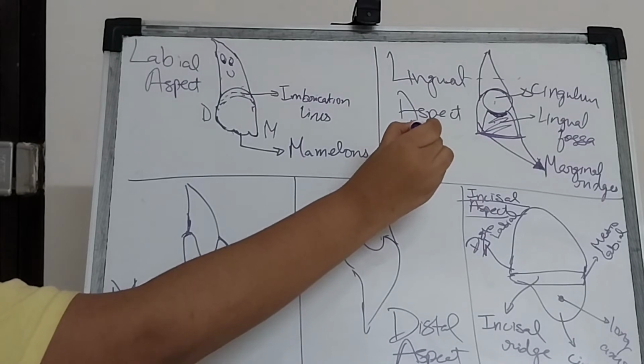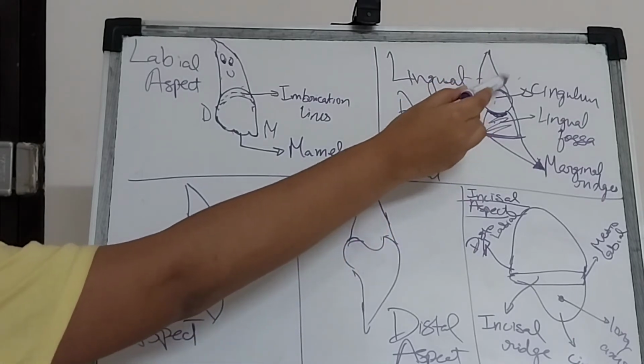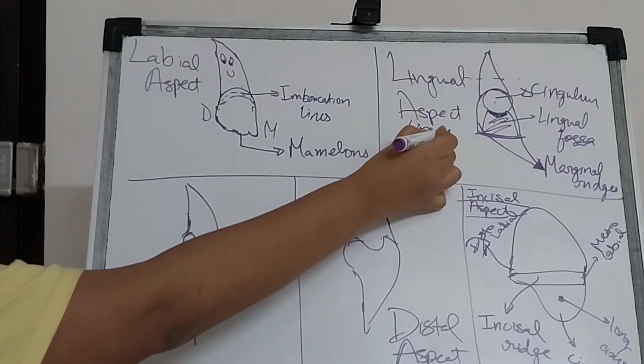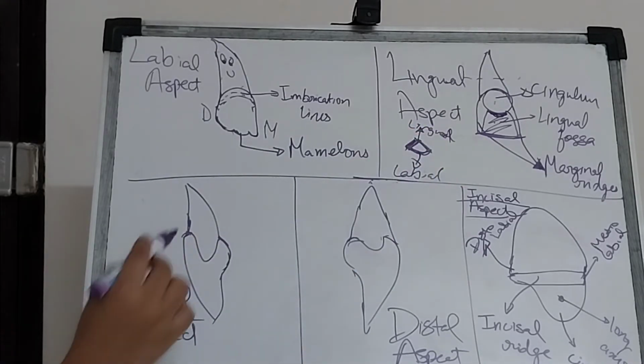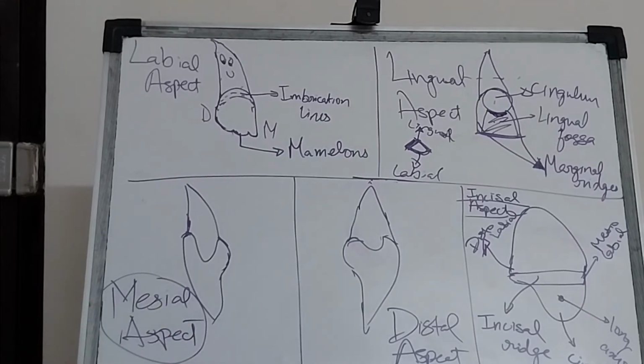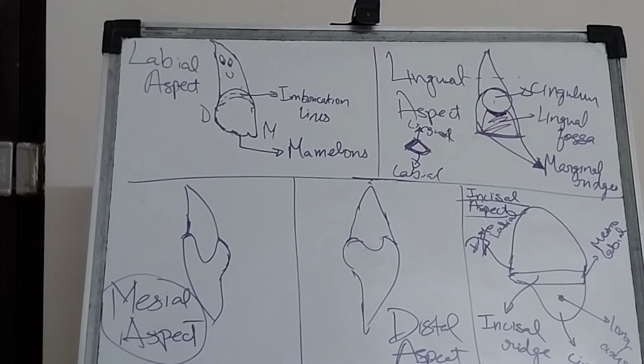Whenever you take this cross section over here, I hope this is clear. Now for the mesial aspect, it is quite simple.